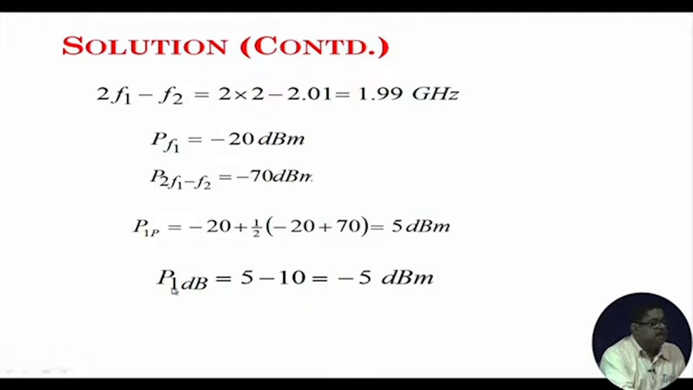So, P1 dB we know is POIP minus 9.6, which I said to be roughly 10, but actually it will be 5 minus 9.6. So, that will be roughly minus 5 dBm. So, now I know this.